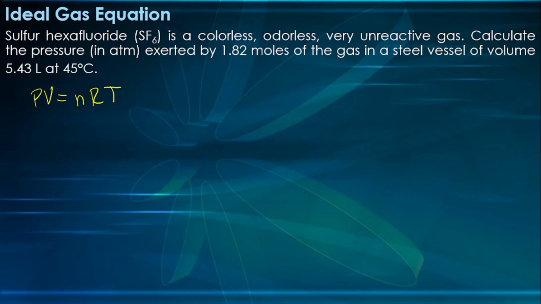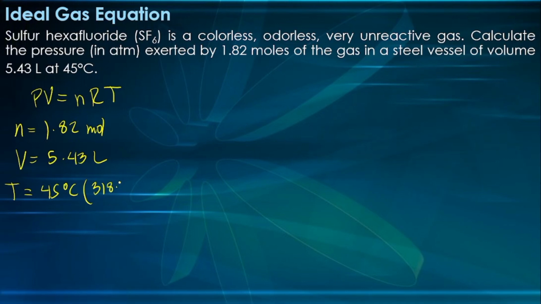So let us first identify the given values. We have n, our moles, which is 1.82 moles. We also have the volume, 5.43 liters. And then we have the temperature, which is 45 degrees Celsius. Again, we convert that into Kelvin. That will be plus 273.15, which gives 318.15 Kelvin.